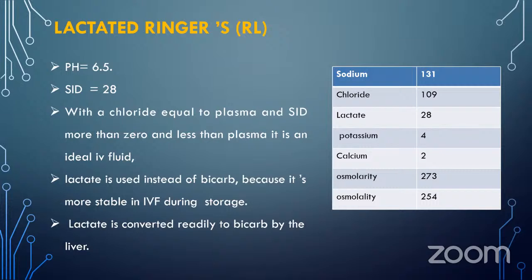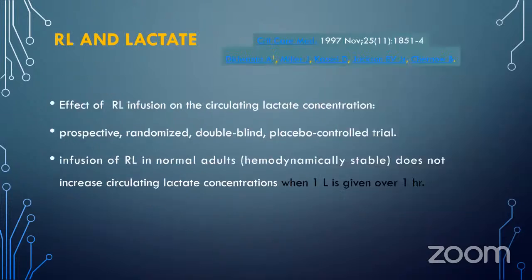And if you see the entire composition, almost the osmolarity, everything matches with that of the plasma. And probably this is an ideal IV fluid. Lactate is used instead of bicarb because it is more stable during storage, and lactate readily gets converted into bicarb by the liver. So our major concern was the presence of lactate.